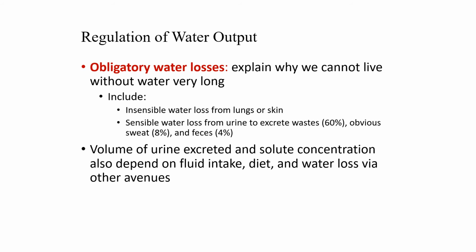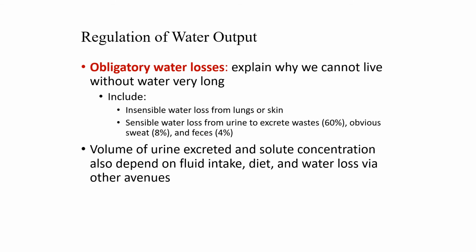So how does our body regulate losing water? We have obligatory water loss. So this is the insensible water loss from the lungs or the skin. And then sensible water loss from urinating. It could be due to diarrhea, sweating, and then just regular feces. But remember, regular feces is a very, very small percent.